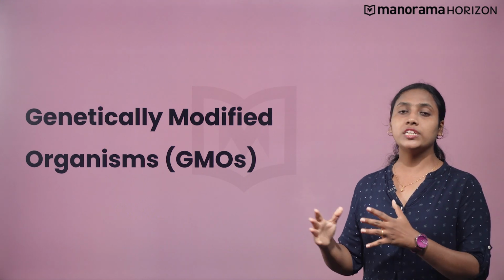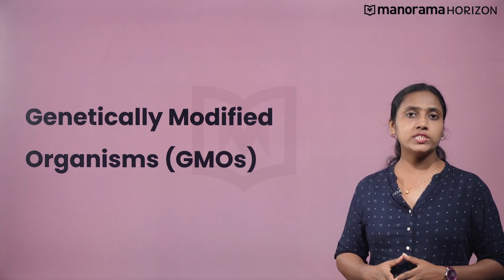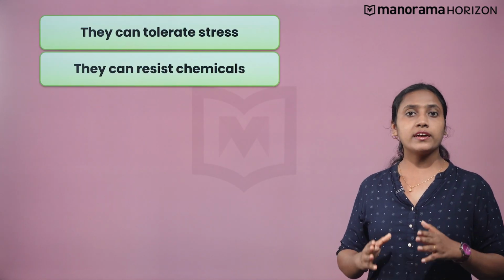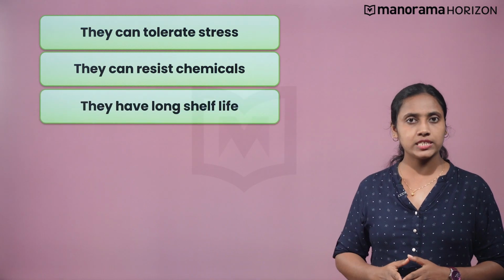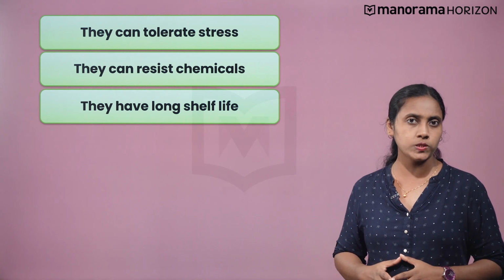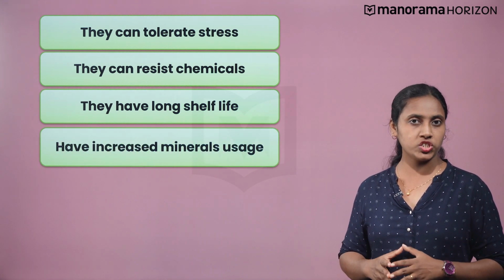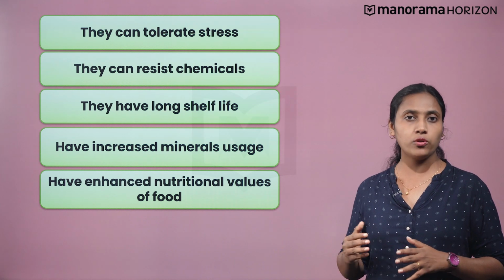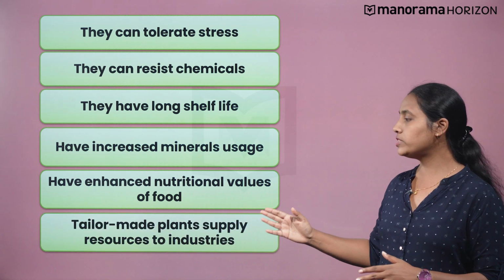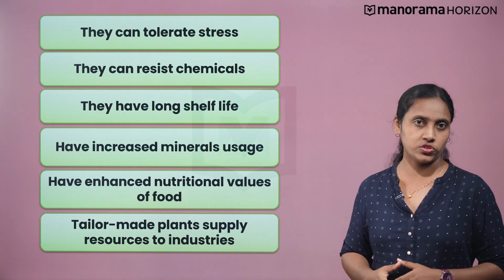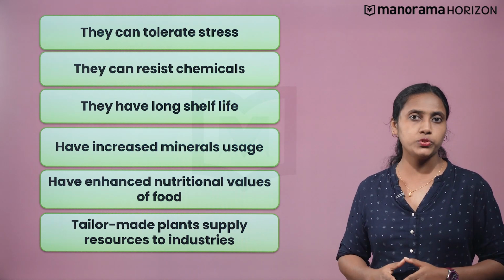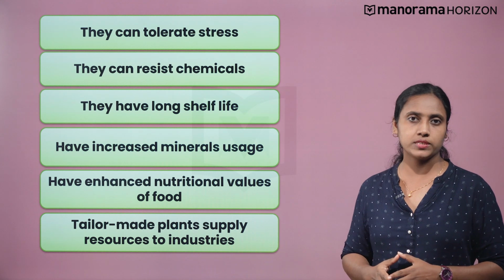Well, why are the GMOs produced? The GMOs have many different adaptations. They are more tolerant to abiotic stress. They are resistant to many chemical pesticides. GMOs have long shelf lives, hence they help to reduce post-harvest losses. They have increased mineral usage efficiency. They have enhanced nutritional value of food. GM has been used to create tailor-made plants to supply alternative resources to industries, etc. In this session, we will study in detail how biotechnology is used to develop pest-resistant plants.